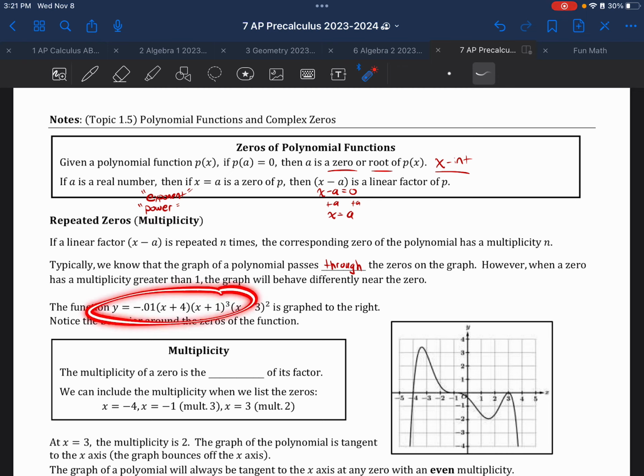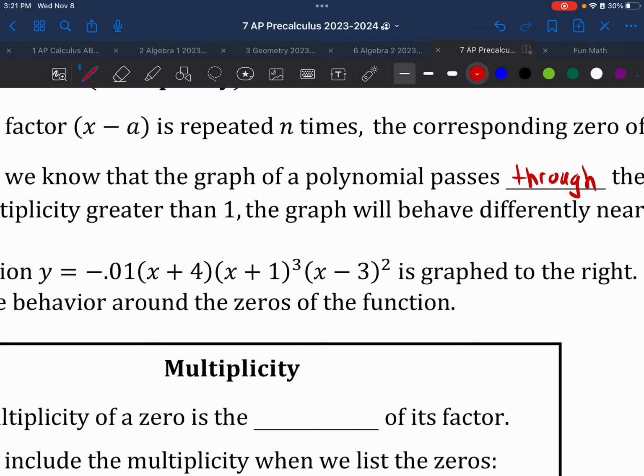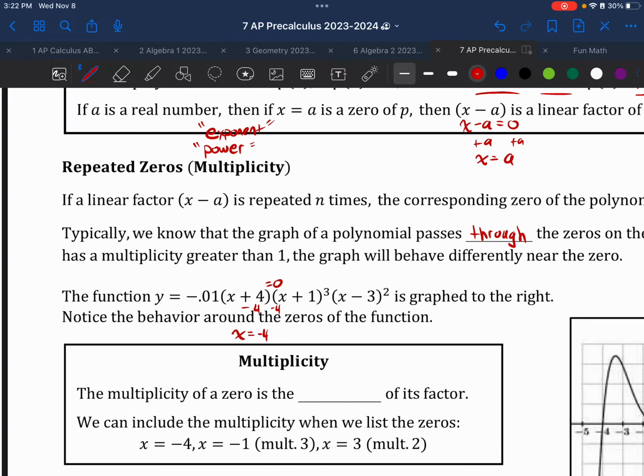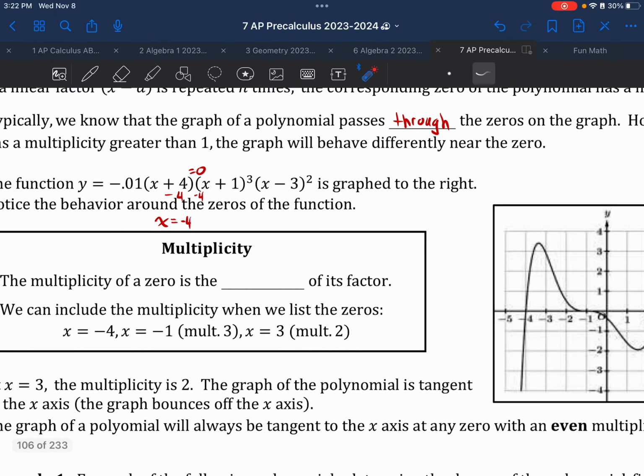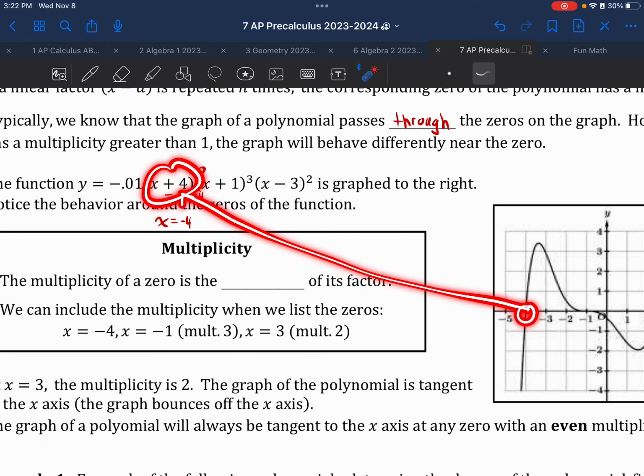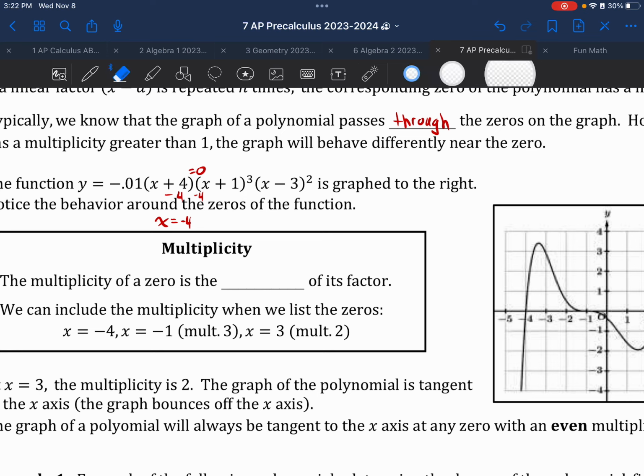Okay, so check it out. I have this function, and it's graphed over here. We're trying to look at the behavior around the zeros of the function. When I set this x plus 4 equal to 0, I subtract 4, and I get x is equal to negative 4, which means the x-intercept happens at x equals negative 4. If I come back down to this graph, you can see at negative 4, I passed through the graph, and that came from this linear factor, x plus 4. Okay, I'm going to erase that because I just wanted to show where that came from.